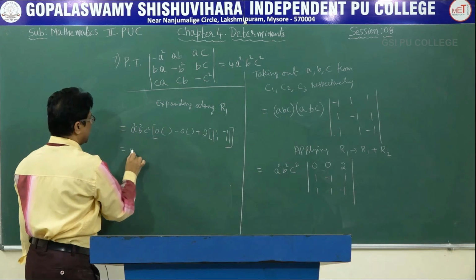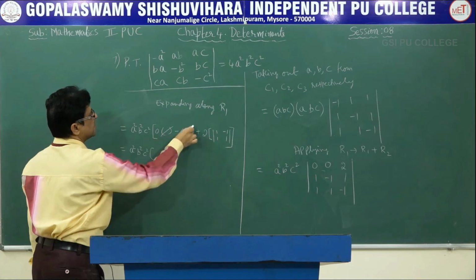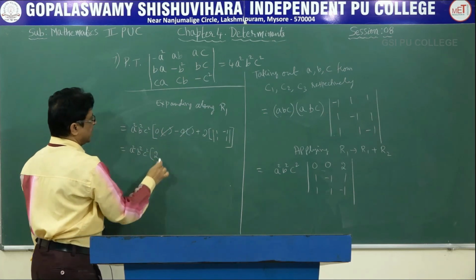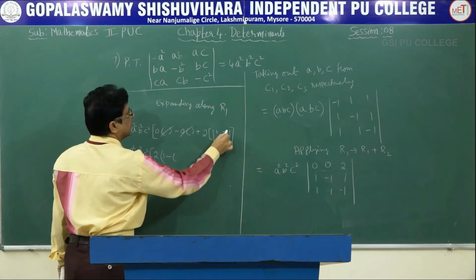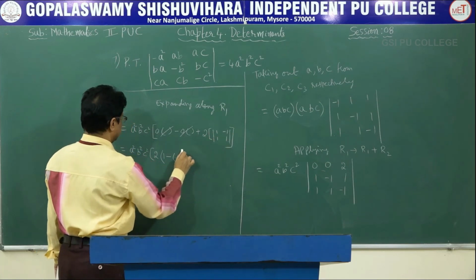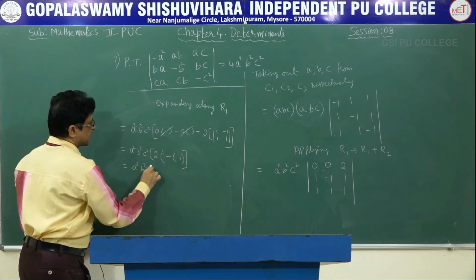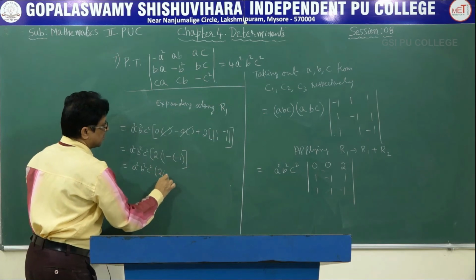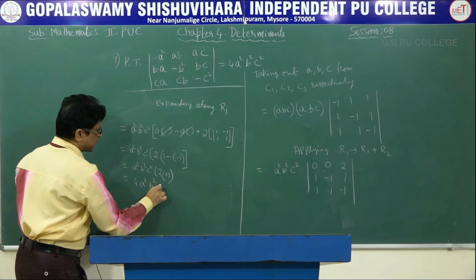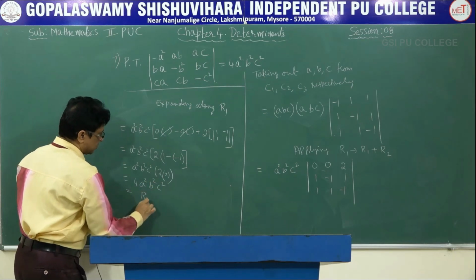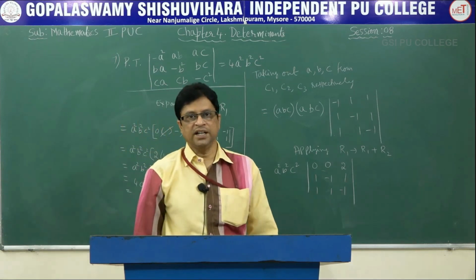So that will be equal to A square B square C square into 0 into 0 0 0. So 2 into 1 into 1, 1 minus of 1 into minus 1, minus 1. That is equal to A square B square C square into 2 into 2. That will be equal to 4 into A square B square C square, which is equal to RHS. Okay, thank you.